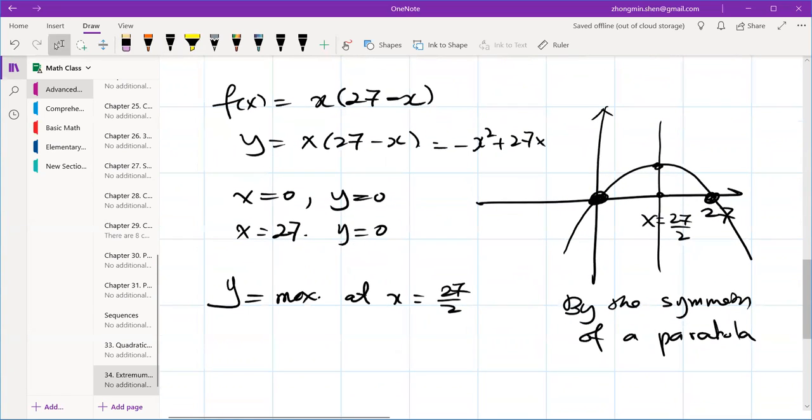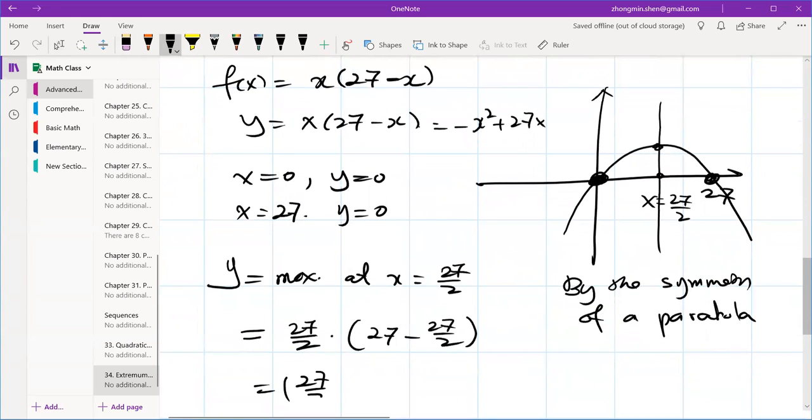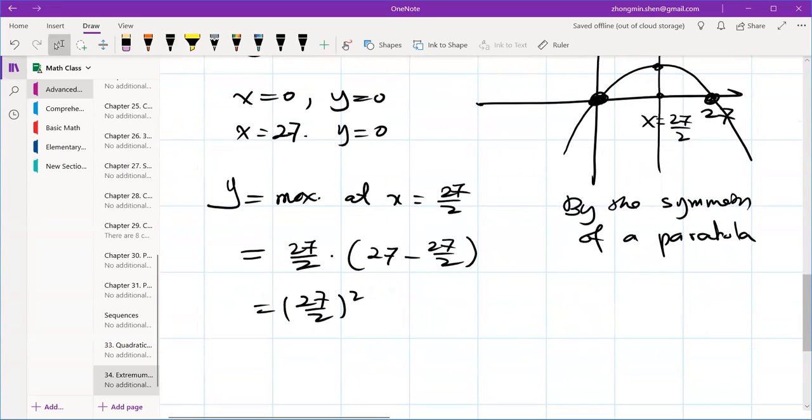Okay. So what is that value? The maximum value is going to be 27 over 2 times 27 over 2 minus 27. Okay. So just 27 over 2 squared, the same number, right? All right. You don't understand this? All right.